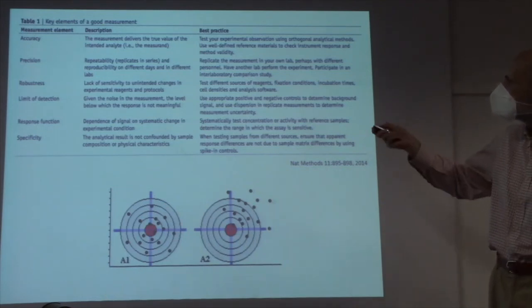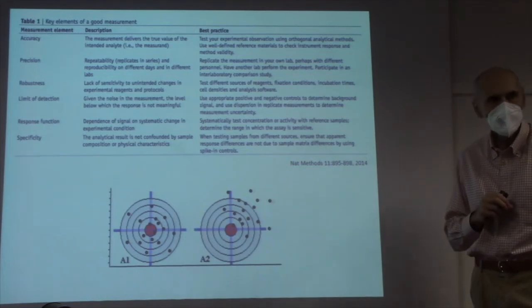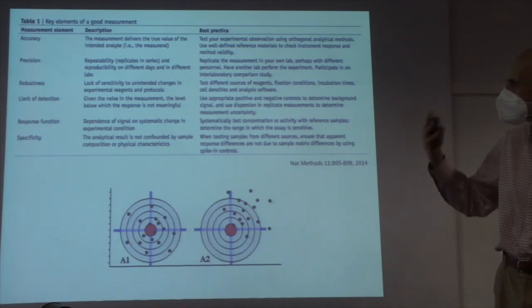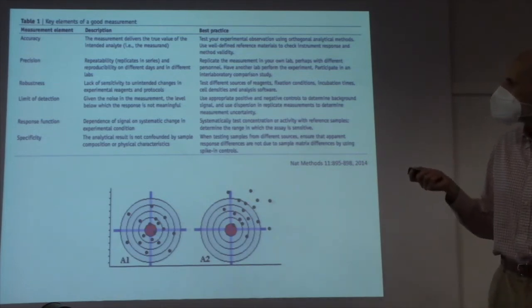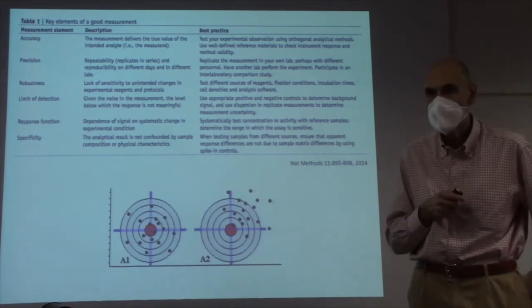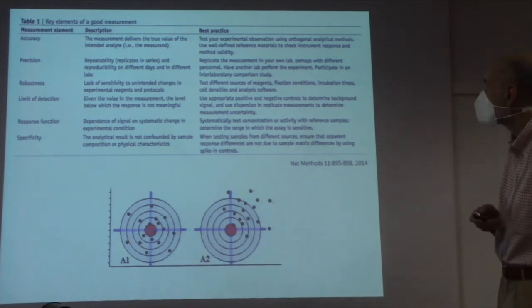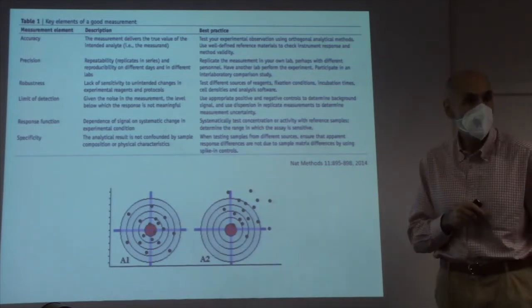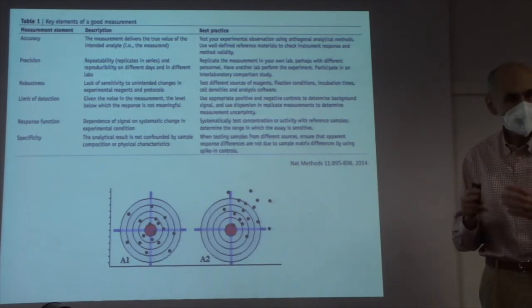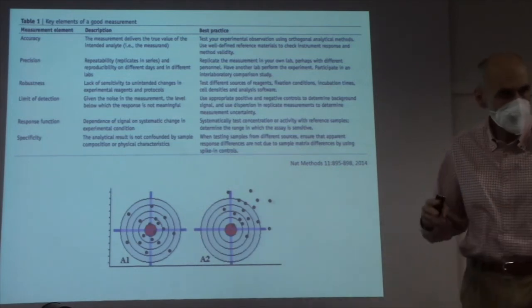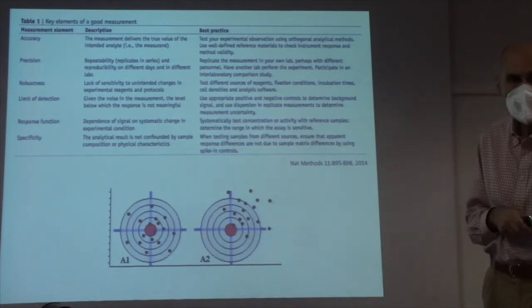Okay, and let's now look at the best practice that this table suggests you follow in order to attain the best possible accuracy, precision, etc. So, when you are testing the accuracy of your measures or your measurement instruments, test your experimental observation using orthogonal analytical methods. That is, if possible, measure the same variable with orthogonal independent methods. If you reach the same conclusion, both methods are accurate.